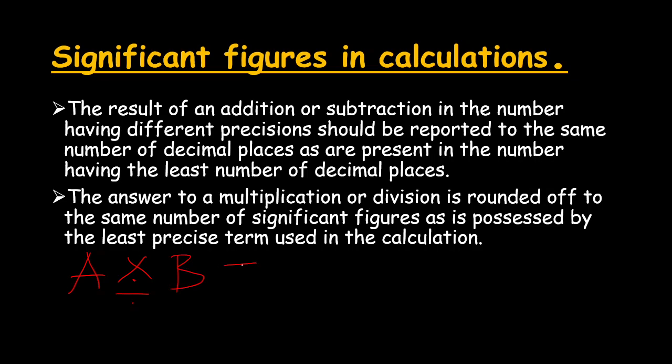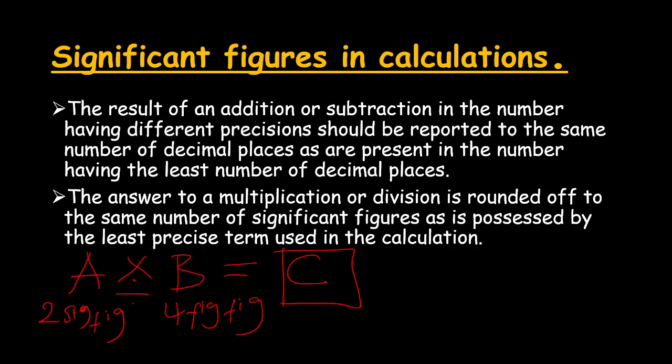When we multiply these numbers, we have C. And let's say A has 2 significant figures and B has 4 significant figures. For us to know the number of significant figures the value C will have, we have to look at A and B. Which one has the least number of significant figures? We see that A has the least, which is 2. Therefore, our answer C will have 2 significant figures.